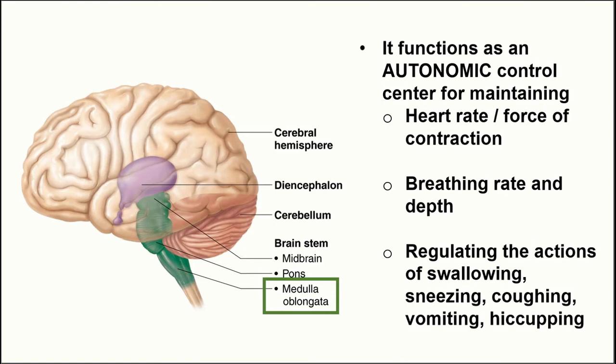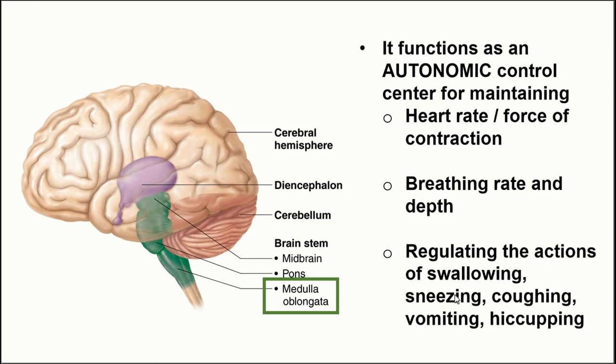And last but not least, the medulla oblongata is this cone-shaped structure that joins the remaining parts of the brainstem; it's mostly attached to the pons here. The medulla oblongata sits between the pons and the spinal cord. Functionally, it acts as an autonomic control center for maintaining heart rate and force of contraction of the heart, so how hard the heart is beating and how forcefully it's pumping blood through its chambers. Along with the pons, it helps to maintain a normal breathing rate as well as depth of breathing, so how shallow or deeply you are breathing.